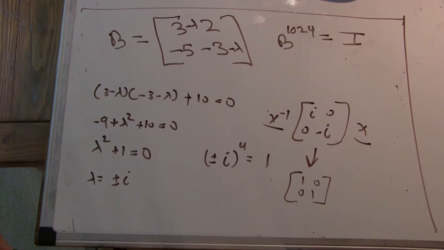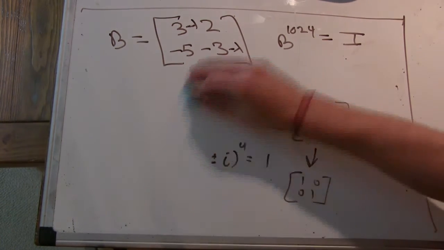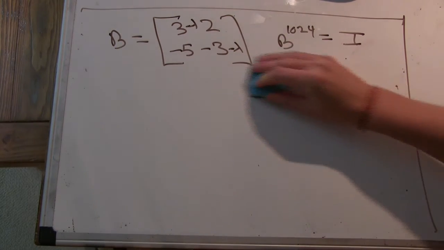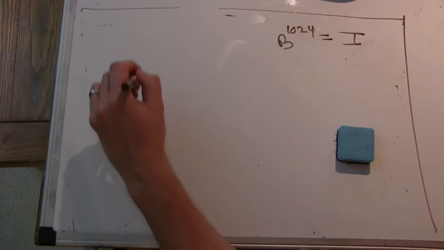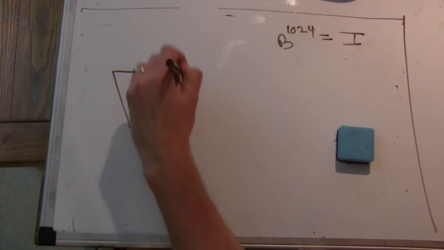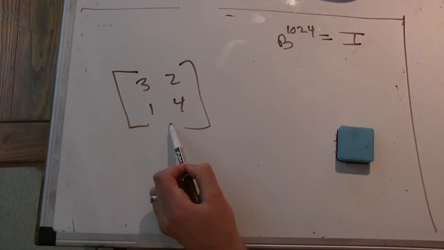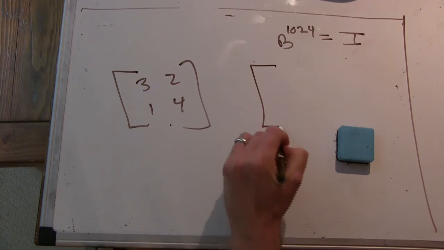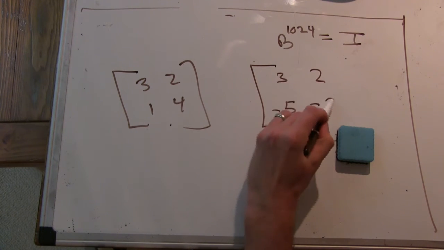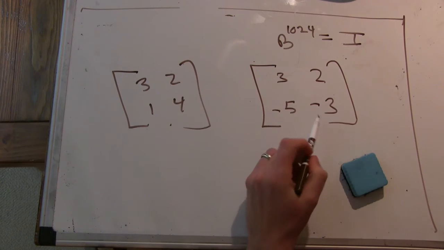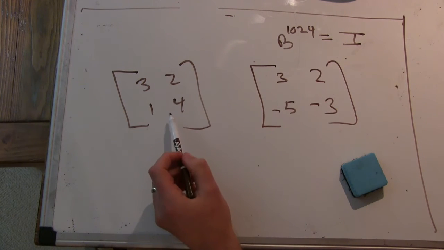And I think that's part of what this problem is trying to show: that it becomes pretty difficult to know ahead of time what a matrix is going to look like. So this one, what was it, 3, 2, 1, 4? You take larger and larger powers of this one, you get bigger and bigger numbers. This one, 3, 2, minus 5, minus 3. Interestingly, this actually has numbers that are larger in magnitude than this one.